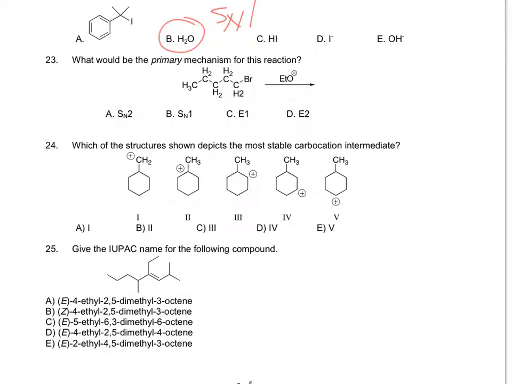23, what would be the primary mechanism for this reaction? Here we have strong base. Actually, if you look at Klein, it's strong base and strong nuke. And here we have a primary alkyl halide. I would say that we're going to favor SN2 over E2. The primary mechanism would proceed by SN2 because of our primary halide. If it were secondary or tertiary, we definitely favor E2. But this is primary, so we're going to favor SN2.